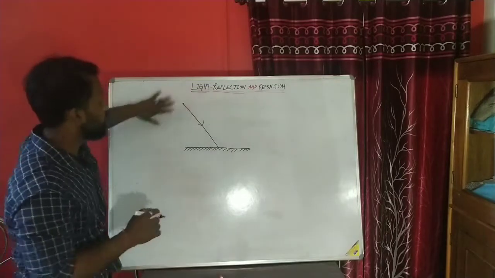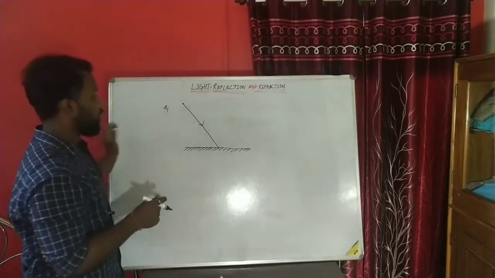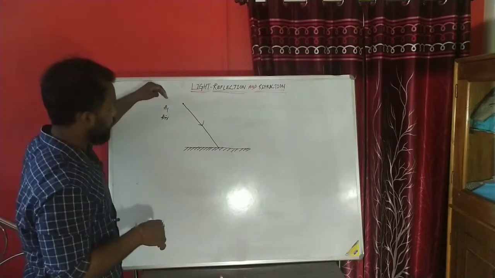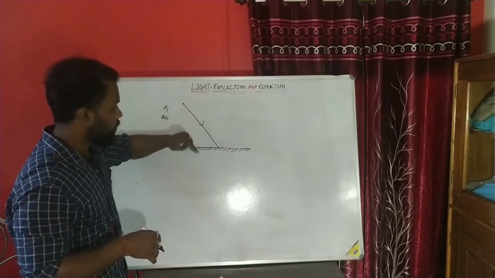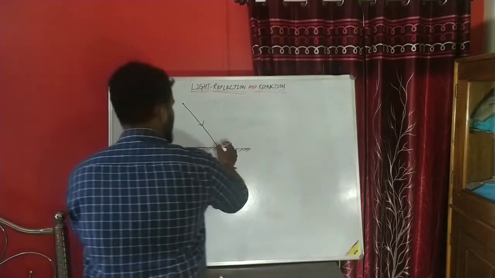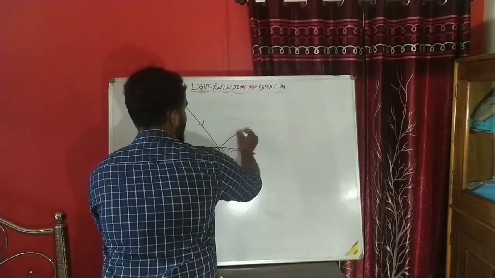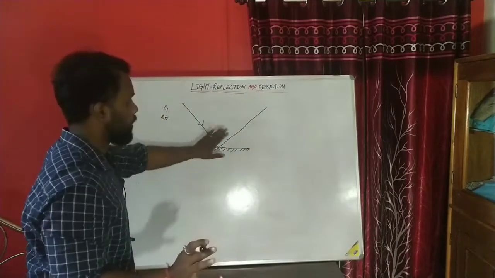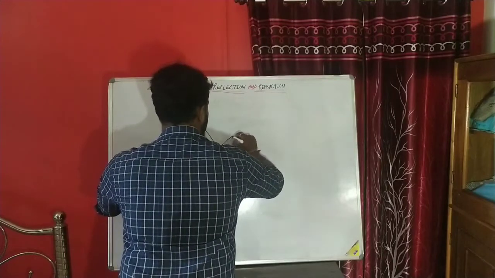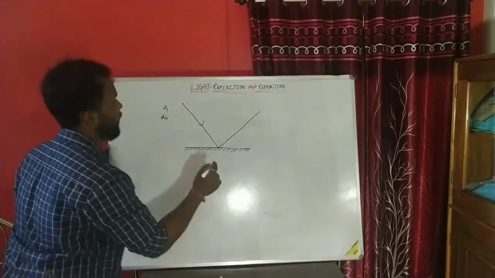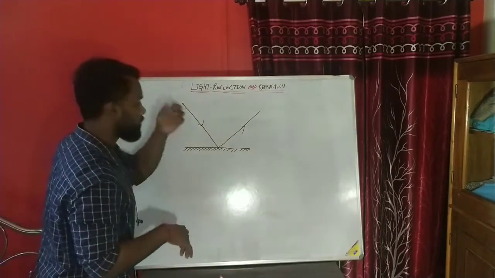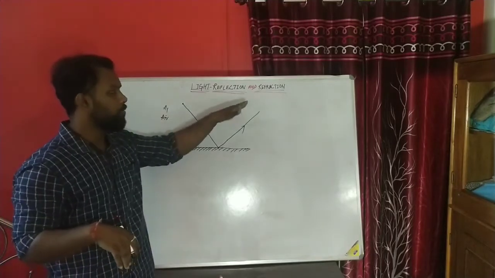If we consider this as medium A1, or medium air, where the source is kept, from this source the beam of light will come and be incident on this polished surface, and after the incidence that ray will bounce back to the same medium. This is the phenomenon of reflection.